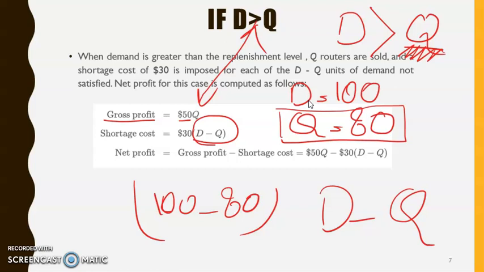On the other hand, you have the net profit. The net profit would be gross profit minus shortage cost, exactly the same as the previous one, minus this. And now you have these two things to calculate the net profit in each simulation case. Now we are very close to wrapping up this simulation model, because now you know how to calculate the net profit in two different cases that could happen: D equal or smaller than Q, and D greater than Q.